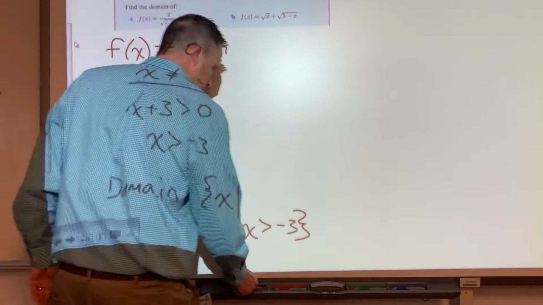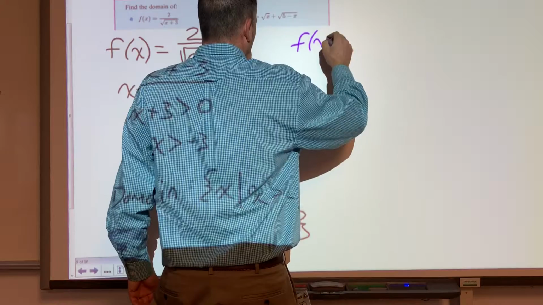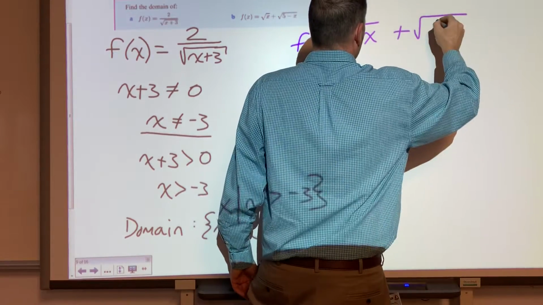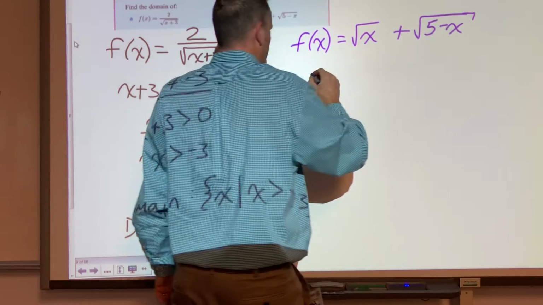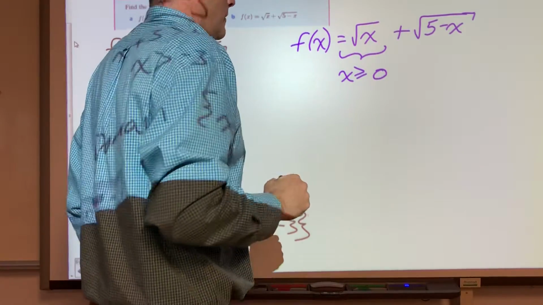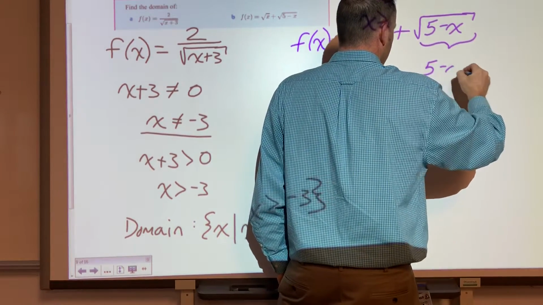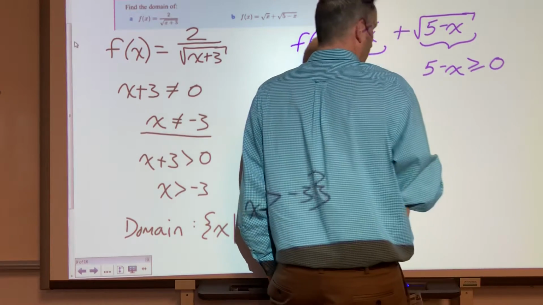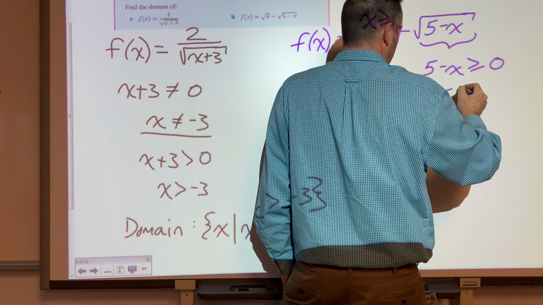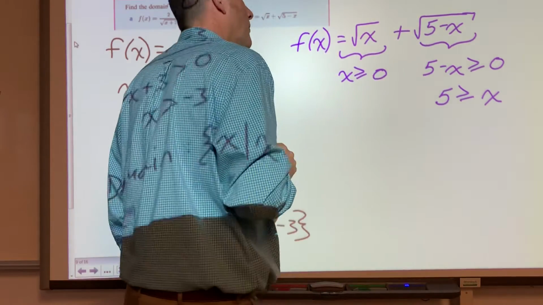Now for part B, a little bit different. We don't have to worry about dividing by 0, but I do have to worry about the square root of x, and the square root of 5 minus x. So this tells me x has to be greater than or equal to 0. I worry about what's underneath. Here, this is telling me that 5 minus x has to be greater than or equal to 0. Well, I'm going to add x to both sides. So 5 is greater than or equal to x, so x has to be less than or equal to 5.